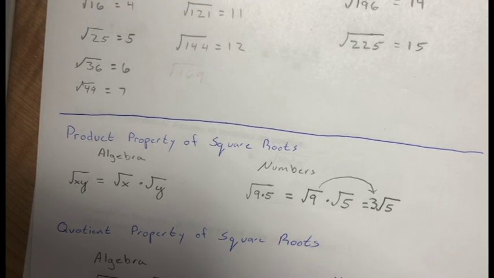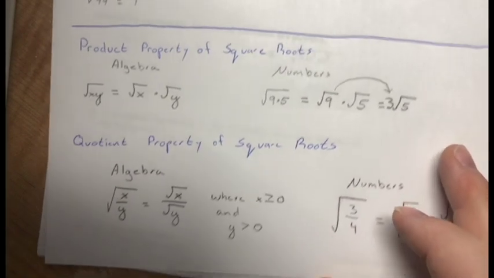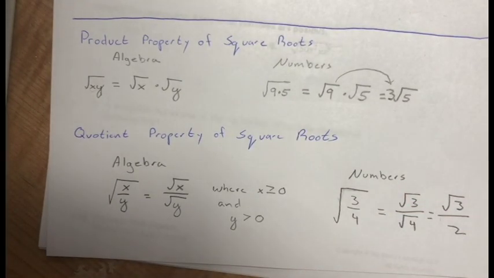Now you're probably thinking this looks kind of like the distributive property. In some ways it kind of is, but just know this, you're not going to go 3 times 5 inside of that radical sign. That's not the way this works. The quotient property of square roots is pretty much identical. If I am taking the square root of x divided by y, I can simplify it and just say the square root of x divided by the square root of y.